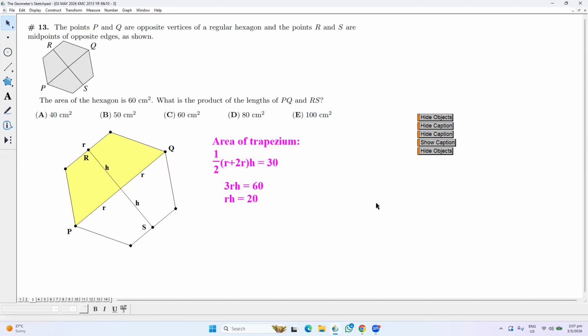Then we examine the product of the lengths PQ and RS. We notice that it is 2R times 2h. So it is not necessary to find R and h separately. We know the value of Rh is 20, so 4Rh is 4 times 20, which equals 80. Next question.